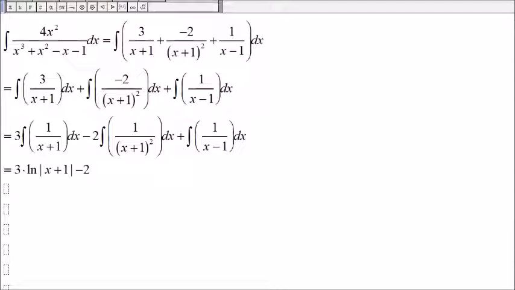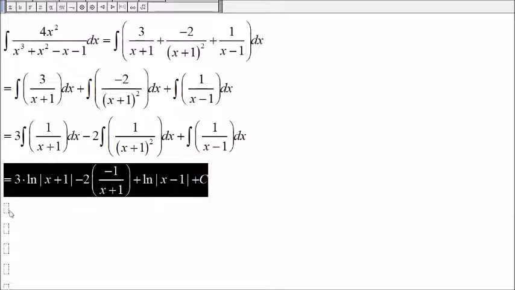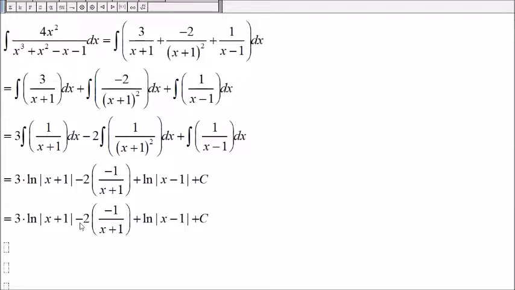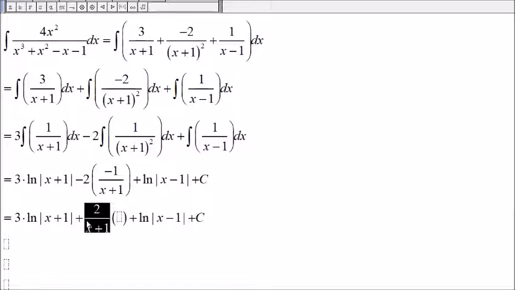So we have negative 2 and then times negative 1 over x plus 1. And then this one is just natural log of the absolute value of x minus 1. And then this becomes positive. And this is the answer.